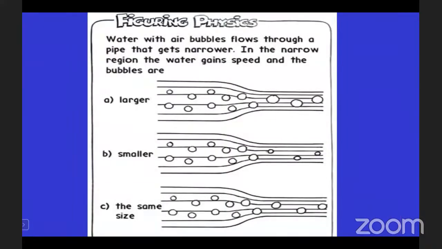See here on the simple example: water with air bubbles flows through a pipe that gets narrower. In the narrower region, the water gains speed, and the bubbles are? So what is that answer? Larger. Option A is the correct. Once again, question answer understood.